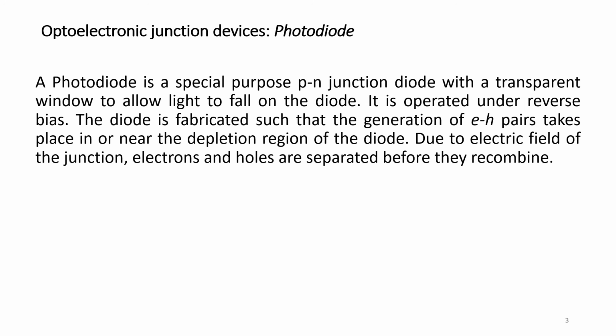A photodiode is a special purpose PN junction diode with a transparent window to allow light to fall on the diode. Please see the figure here. The light is falling on the depletion region. The electrons and holes in the depletion region, that is the space charge, are responsible for photodiode functioning.